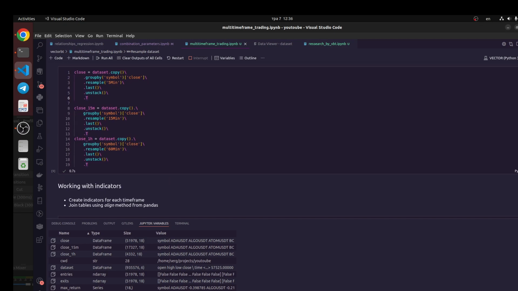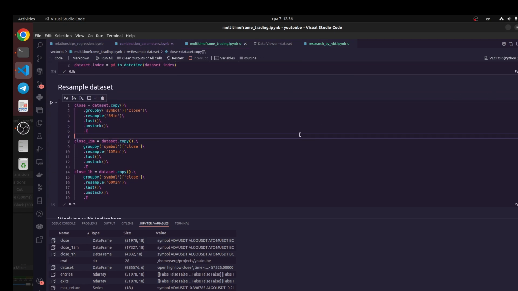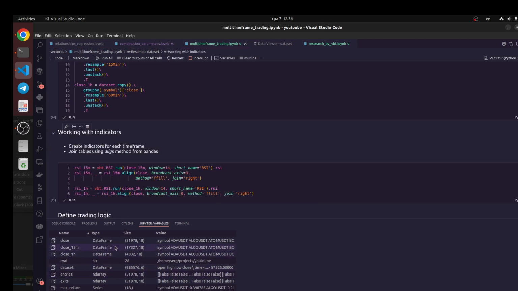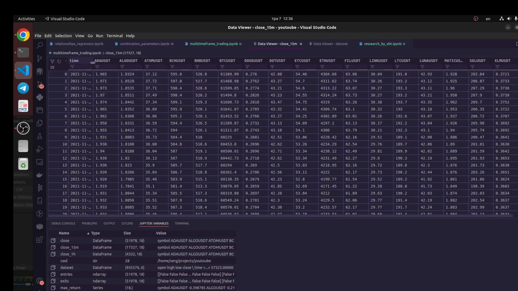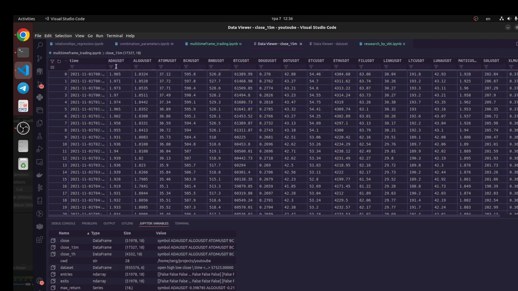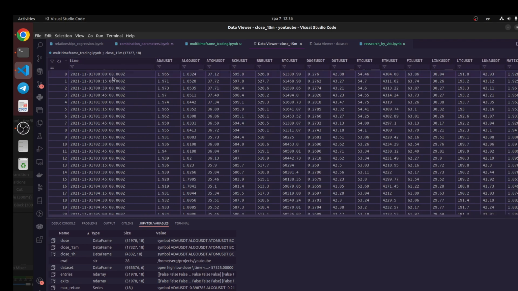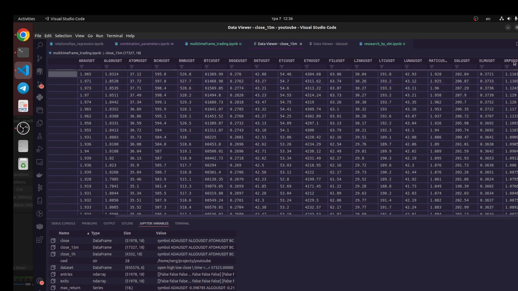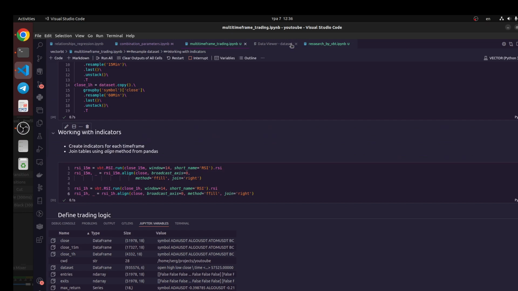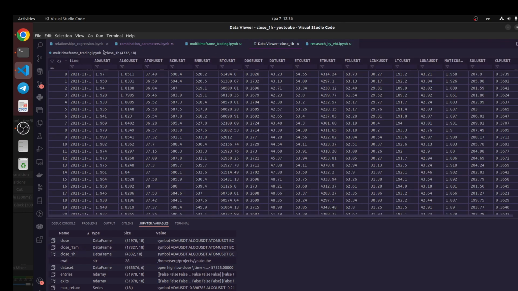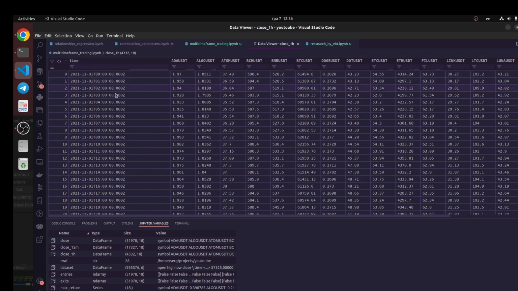Okay, so let's do it. We need to resample this data and check how it's looking. And you see, for example, this, what is the interval? Okay, yeah, we have an interval of 50 minutes. Okay, these are our columns. It's working. Let's check, for example, for 1 hour to present it for you. Okay, you see this interval with 1 hour.